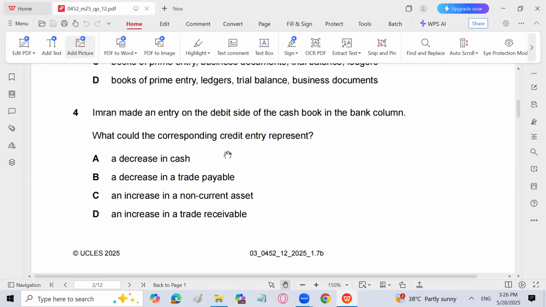So A is the answer, decrease in cash. And the entry, if you want to write it down, though it is not needed, because bank is debit, the credit entry in the corresponding is going to be cash. So A is the answer for this.